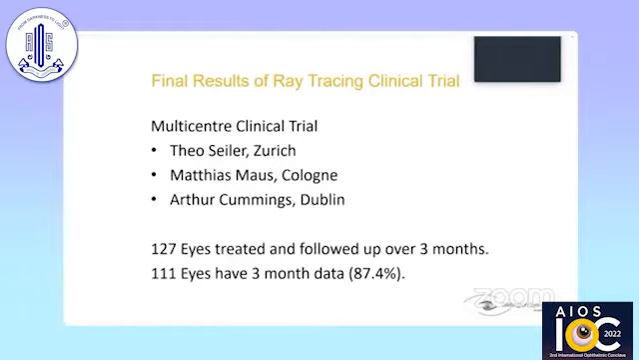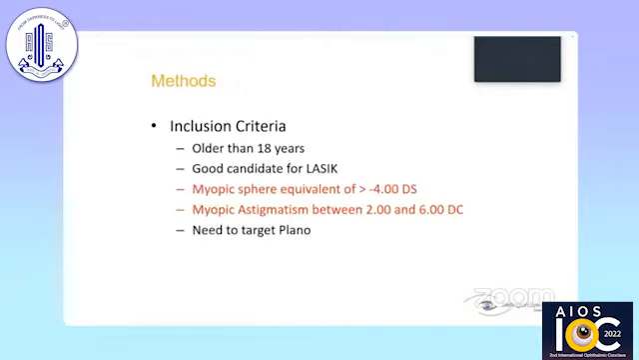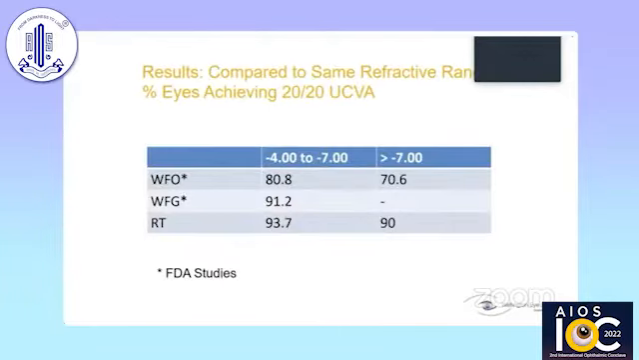The results that we saw from this multi-center trial were the best that we had seen to date with LASIK. Inclusion criteria was myopic sphere equivalent of more than -4 or astigmatism of more than -2. This was the first time in my experience that I was involved with a study that got better outcomes than FDA studies.